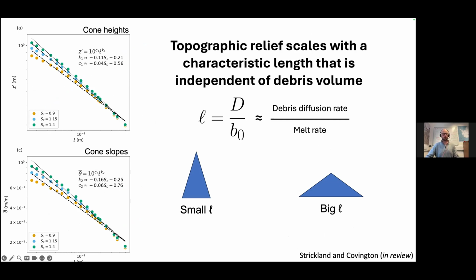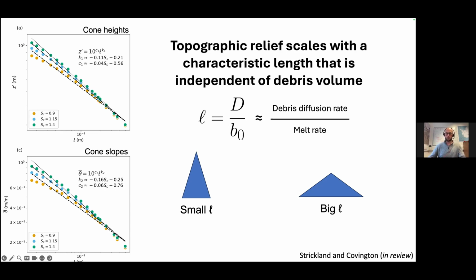And this length scale is just the ratio of our debris diffusion rate, which is analogous to any debris diffusion rate you would use in a landscape evolution model. Usually we use the big letter D for that, or K. And then the ratio of that and the melt rate. So the bigger L is, the bigger this length scale, the less topographic relief we get. And consequently, the shorter this length scale is, the greater the cone, the greater topographic relief we get. So what this means is if we increase the melt rate, we get greater topographic relief, or we get bigger cones in my examples here.